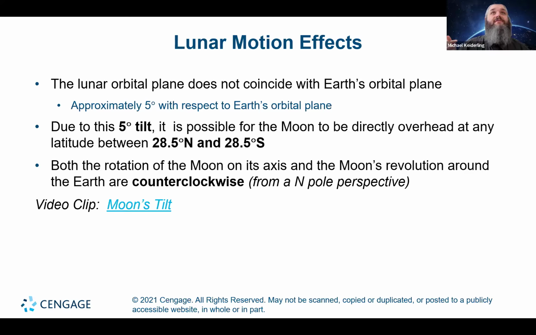And both the rotation of the moon on its axis and the moon's revolution around the Earth are counterclockwise from a North Pole perspective. That's expected. It's rotating like everything else in the solar system. But this tilt means that the shadow of the moon will only hit the Earth some months. And that's an eclipse. So the tilt of the moon's orbit is why we only have about 2 solar and 2 lunar eclipses a year.